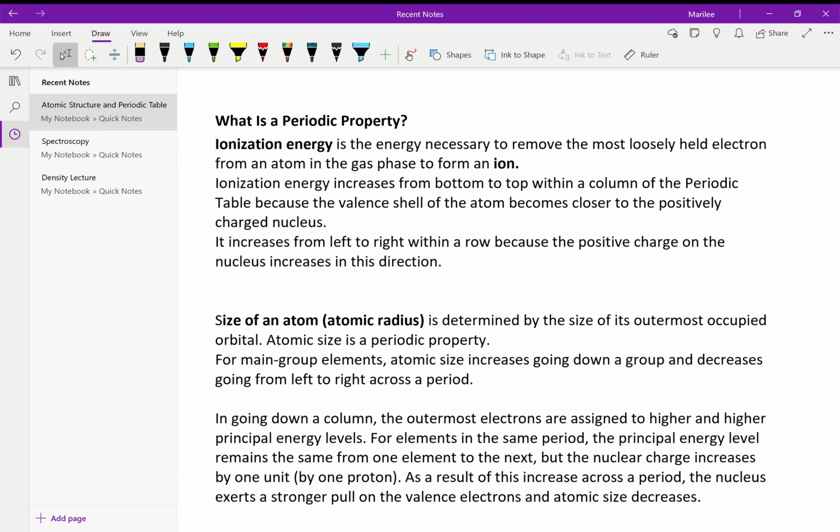What is a periodic property? So ionization energy is the energy necessary to remove the most loosely held electron from an atom in the gas phase to form an ion. Ionization energy increases from bottom to top within a column, and it increases from the left to right within the row.